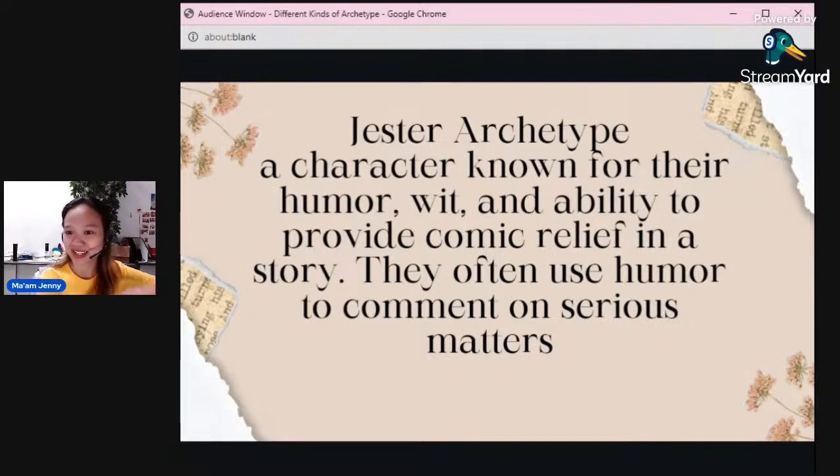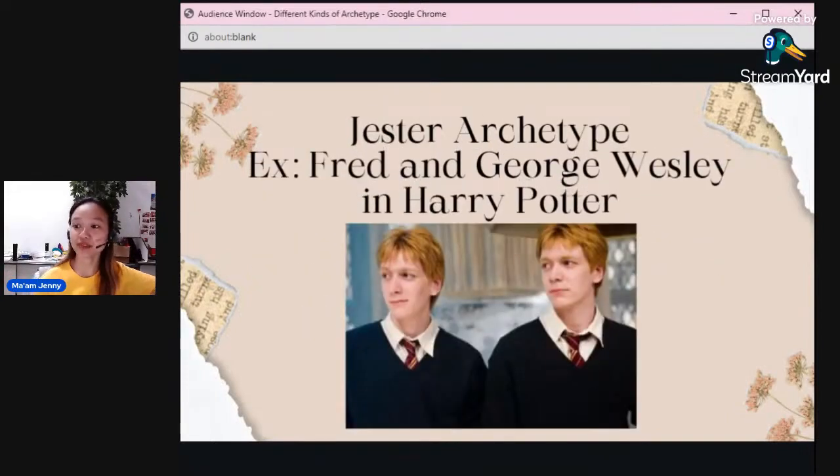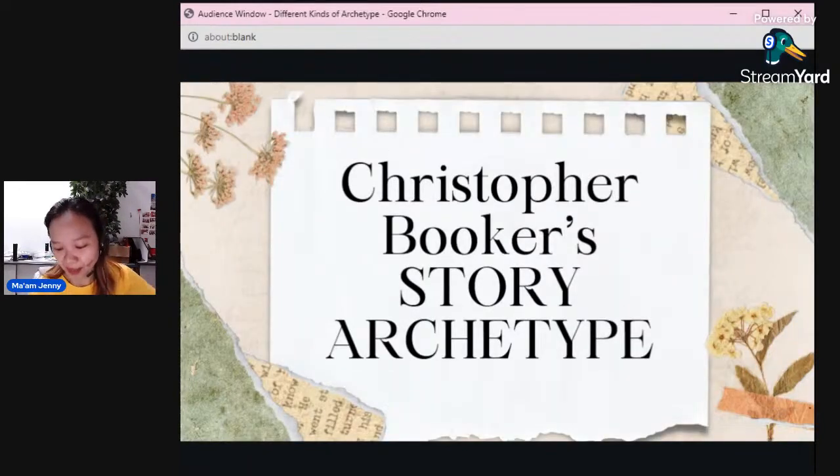Okay, yung trickster, parang there is chaos upcoming. But with jester, it's just funny. So, example natin dito is Fred and George Weasley in Harry Potter. They are actually one of the best characters. They are really funny and they are very happy-go-lucky twins. And even I think in real life, napanood ko yung interviews nila, both of them are also so funny. So yeah, in character. Anyway, that's the jester archetype.